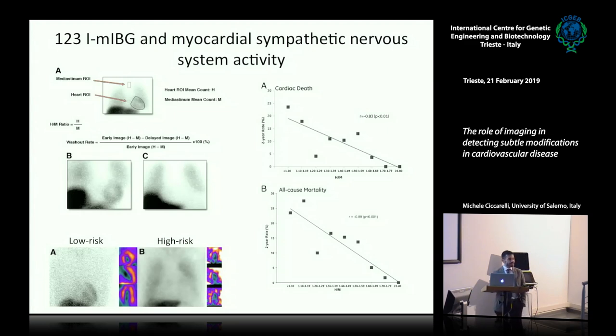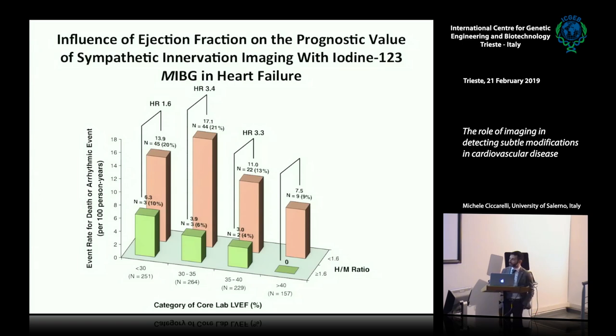However, how much can this instrument, this kind of technique, be employed also for other kinds of intermediate phenotype? In this other kind of study, the MIBG was used also to describe if it was independent from the ejection fraction.